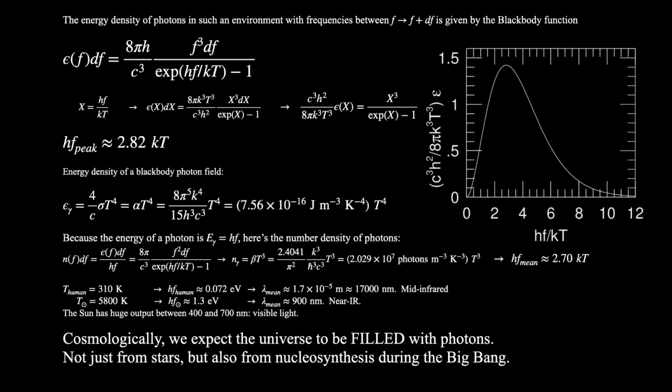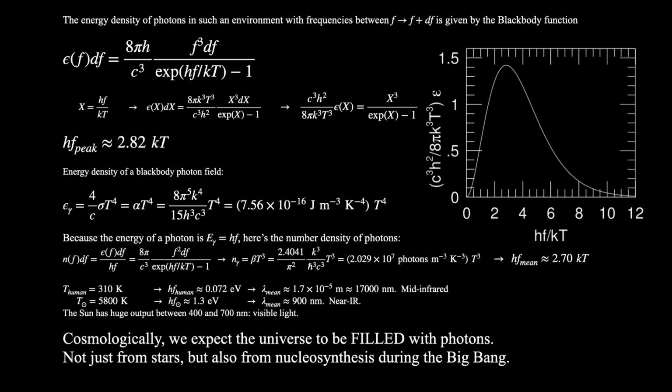It's very similar to the previous expression, but there's an f squared instead of an f cubed. This will end up, after integration, giving a total number density of photons that depends on the temperature cubed. And if you work out the value of that constant beta, it's about 2 times 10 to the 7th photons per cubic meter per degree of temperature cubed. So there's a lot of photons in there. The hotter it is, the more photons you can have per cubic meter.